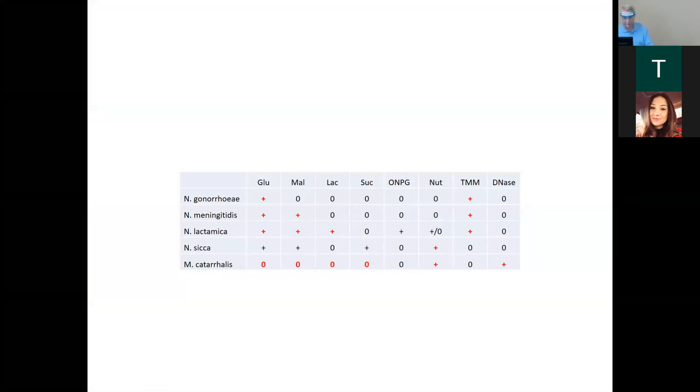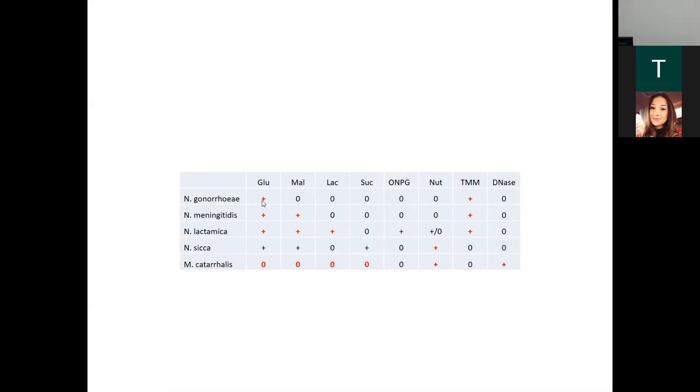So here's our go-to, put them all on the chart for us so we can study. As you see, we distinguish Neisseria gonorrhoeae with glucose positive, nothing else, right? Thayer-Martin, yes. Neisseria meningitidis, we've added maltose to the sugar fermentation. Nothing else except Thayer-Martin. We have catarrhalis. We're going to skip the other, these would be our saprophytes.